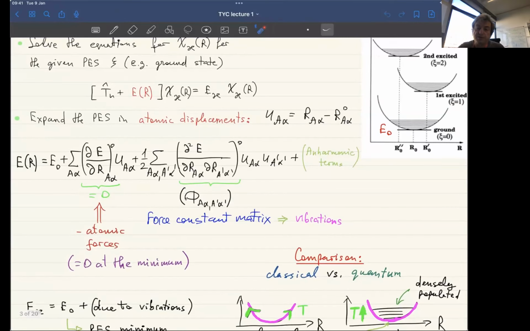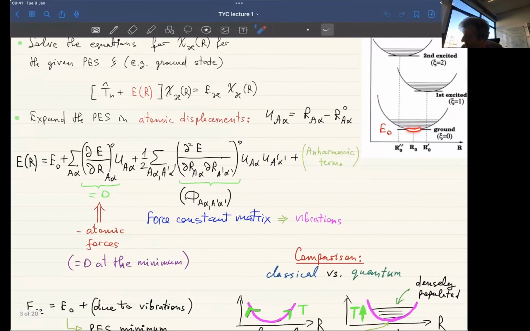So we assume that atoms oscillate around their equilibrium positions just a little, which implies that the temperature is not too high, so these displacements are very small. This is the position of atom A, Cartesian coordinate alpha, and this is the equilibrium position of the same degree of freedom. The difference between these two is the displacement. So we consider these displacements to be small.